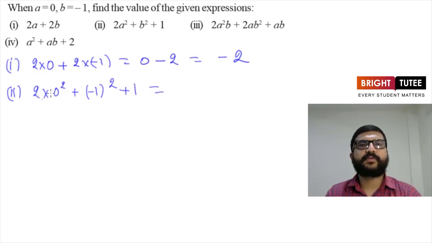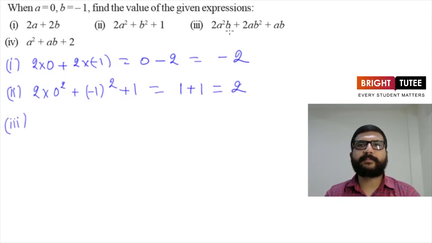So this will be equal to 2 into 0 square, it means 2 into 0 because 0 square is 0 only. So this is 2 into 0, so we'll get 0 from here and then plus minus 1 square. Minus 1 square means 1 and then we'll have plus 1. So 1 plus 1, this will give us 2.